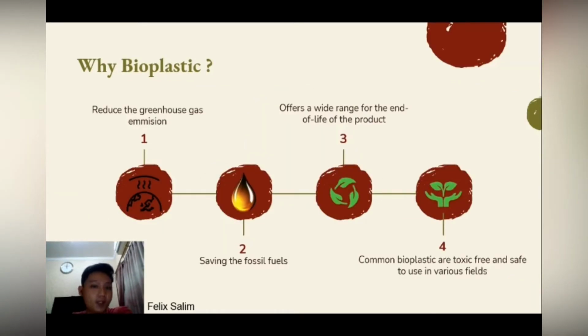So why bioplastic? Because when we use bioplastic, we can reduce or even remove the problems that are usually caused by the conventional plastic, which is fossil fuel based. The first reason is to reduce the greenhouse gas emission. As the bioplastic is not produced from fossil fuels, the gas like CO2 doesn't exist during the making of bioplastic because refinement of oil is not needed.